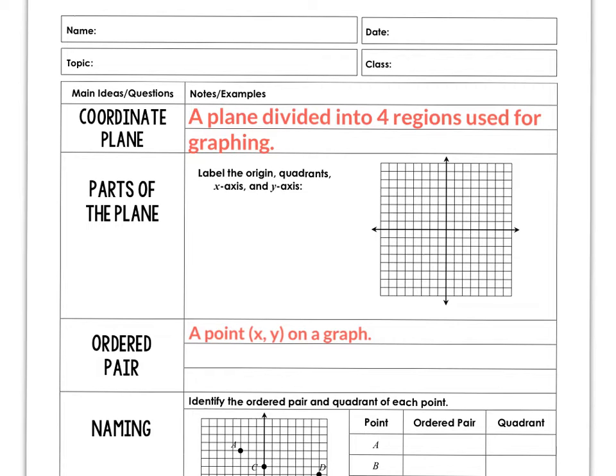All right, algebra students, in this video we're going to talk about the coordinate plane. So this is kind of a review from classes that you've had in the past. Basically, a coordinate plane is a plane that is divided into four regions used for graphing.